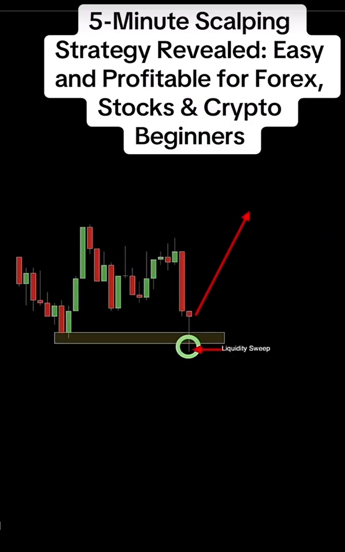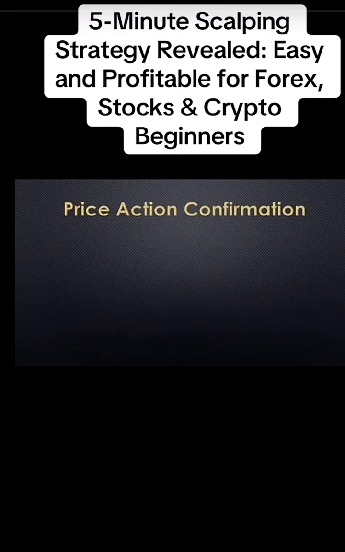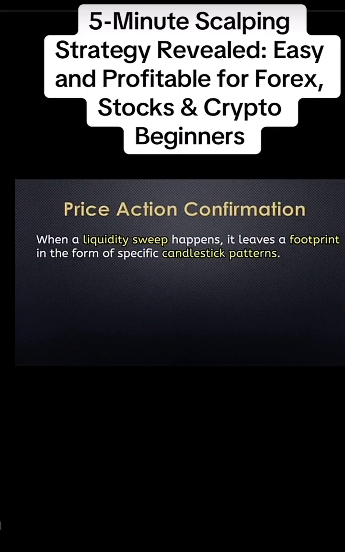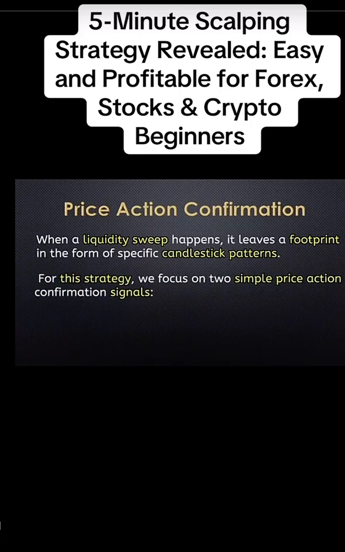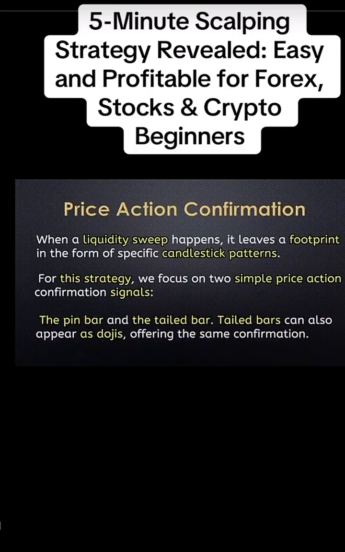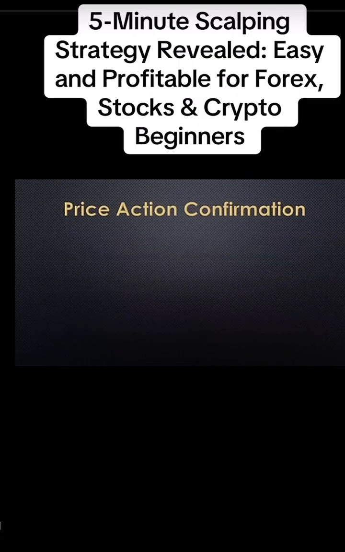Now that we've covered the 2 key components of our strategy, identifying high-quality supply and demand zones and waiting for a liquidity sweep, it's time to move to the next crucial step: price action confirmation. When a liquidity sweep happens, it leaves a footprint in the form of specific candlestick patterns. For this strategy, we focus on 2 simple price action confirmation signals: the pin bar and the tailed bar. Tailed bars can also appear as dojis, offering the same confirmation.